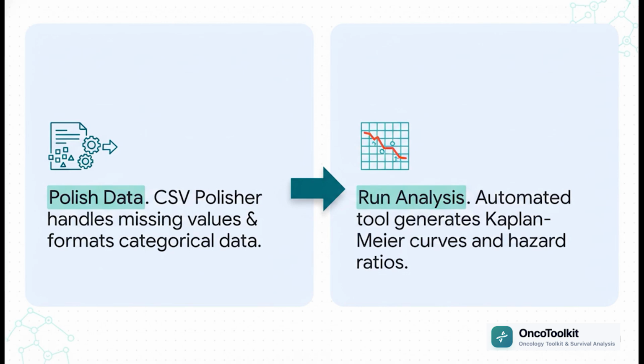So step one is all about making sure your data is solid. The CSV polisher cleans everything up for you. It handles annoying stuff like missing values. It makes sure your categories are formatted correctly. Then step two is where the magic happens. The automated engine takes that clean data and does the heavy lifting.